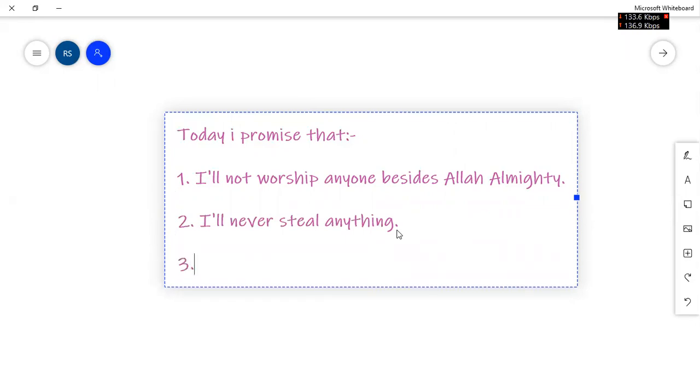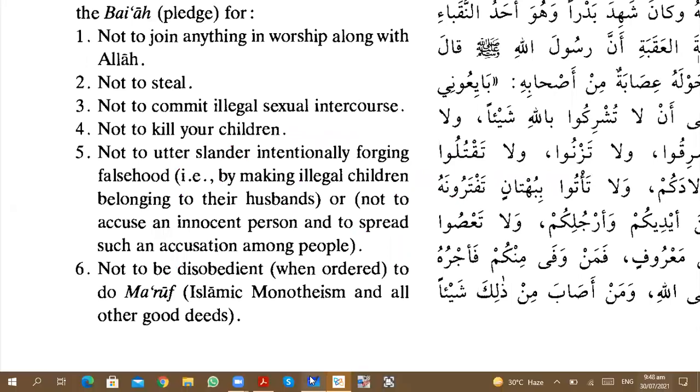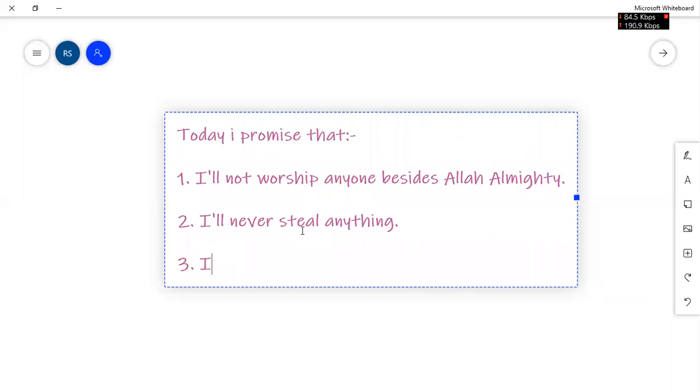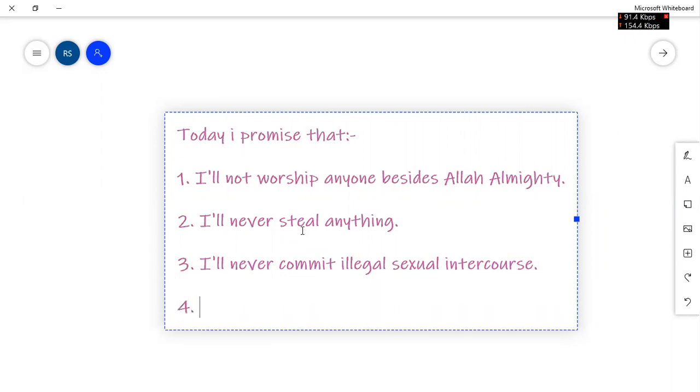Then the second thing is... Okay, let me check the participants. I will never commit illegal sexual intercourse. How about if I write, I'll never be not chaste? Okay, you can write that. Okay, chaste.